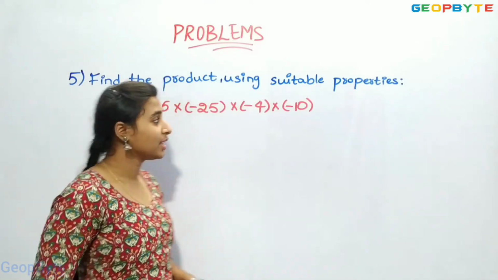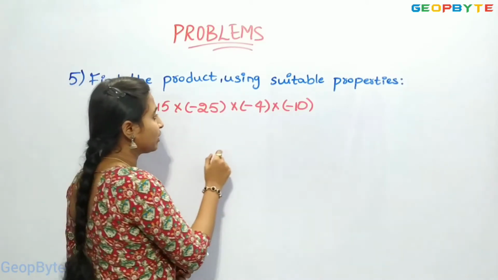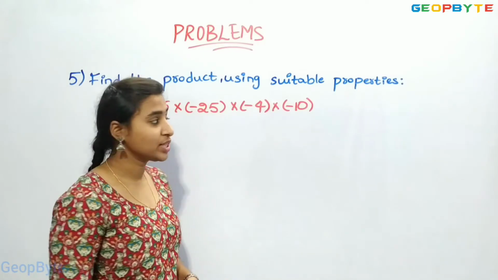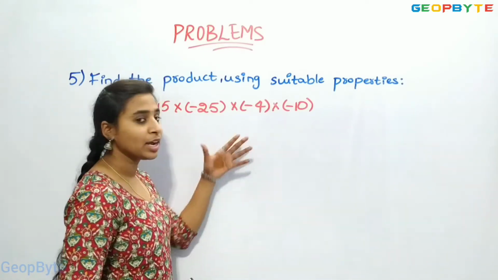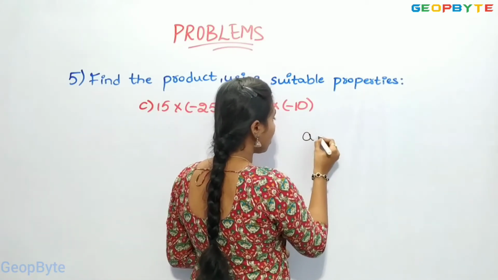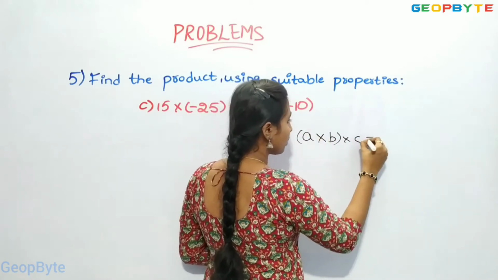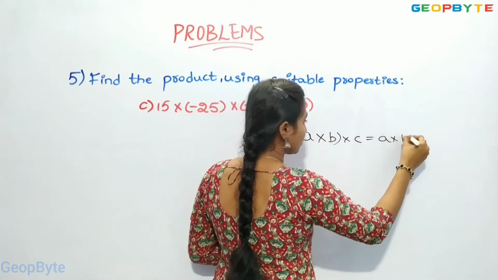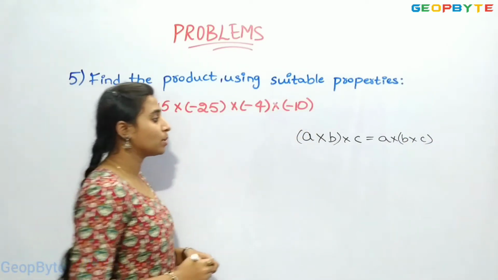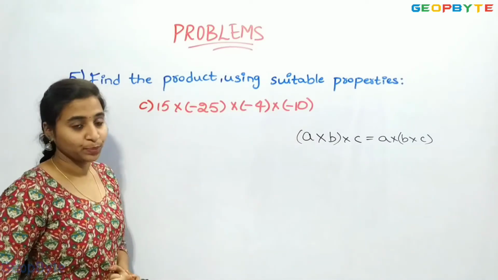Now, let us see C bit. We have 15 into minus 25 into minus 4 into minus 10. Here we need to use a property to solve this more simply. We can use the associative law, that is A into (B into C) is equal to (A into B) into C, same as we solved the previous problem using the same property. Similarly, let us solve this too.